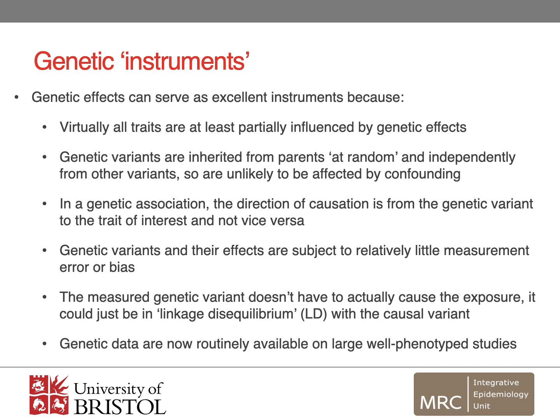They're measured objectively. The measured genetic variant doesn't have to actually cause the exposure. It could just be in linkage disequilibrium, or LD, with the causal variant, and I'll talk a bit more about LD later in the lecture. And finally, genetic data are now routinely available on large, well-phenotyped studies, which opens the possibility to do more Mendelian randomization studies.